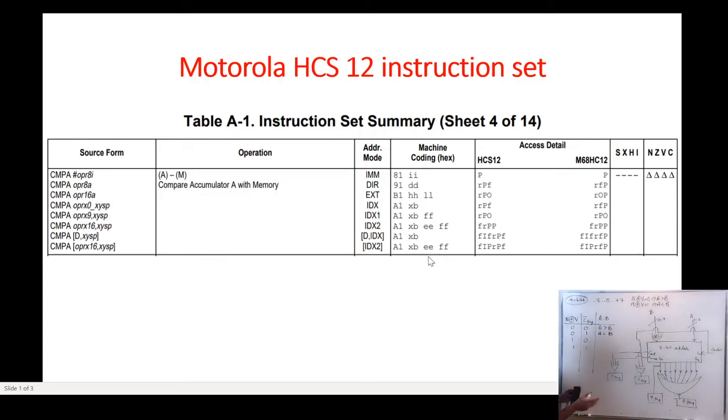N exclusive OR V is 1. That indicates A is less than B. My V flag is 0, so that's definitely A strictly less than B.